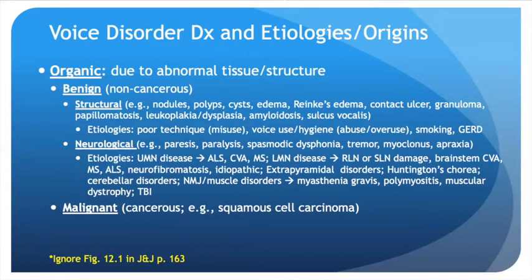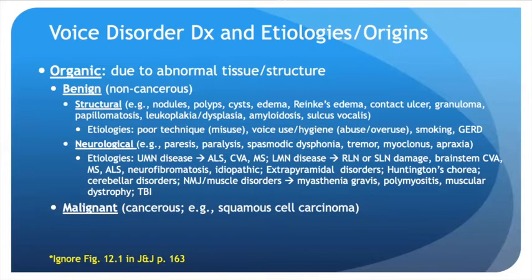Benign organic disorders can be structural or neurological. Structural disorders include things like nodules, polyps, cysts, edema, Reinke's edema, contact ulcers, granulomas, papillomatosis, leukoplakia, dysplasia, amyloidosis, sulcus vocalis, a lot of these different things. And they can be initially caused by poor technique or misuse. They can be caused by abuse or overuse, poor vocal hygiene, smoking, GERD, gastroesophageal reflux disease, any of these things, or maybe a combination. Oftentimes things are caused by a multitude of factors.